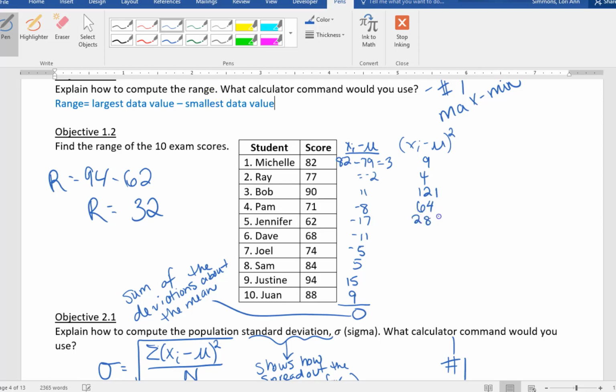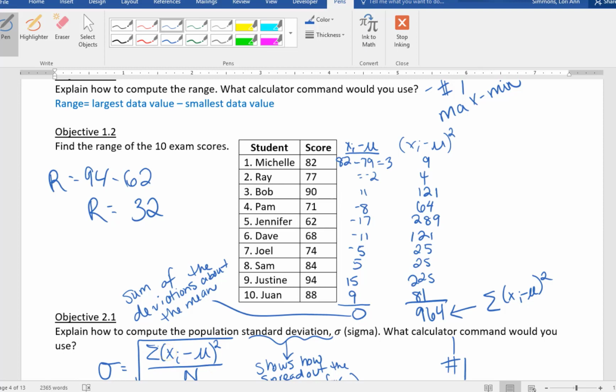And then 64, 289, 121, 25, 25, 225, and then 81. Add those together, we get 964. This is equal to your summation of xi minus mu squared. That's this portion right here.